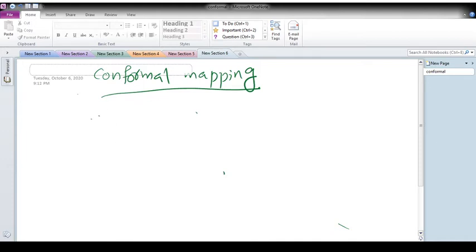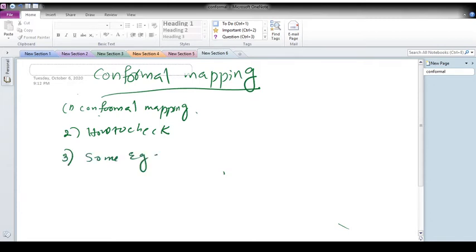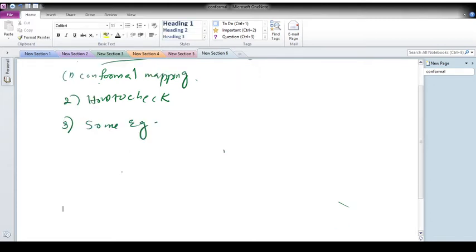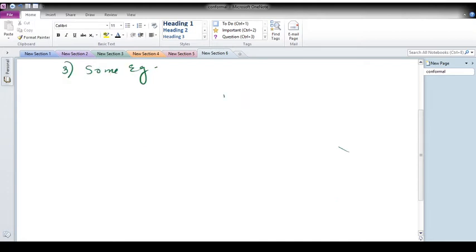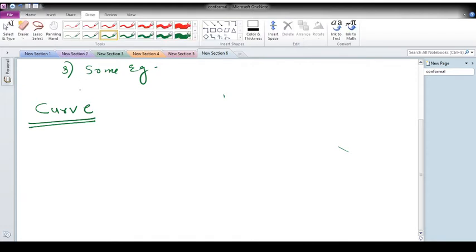So here, I will explain what is conformal mapping, the definition, and how to check whether a function is a conformal mapping, and next some examples. Before the definition of conformal mapping, I will give the definition of a curve. What is a curve in the complex plane?